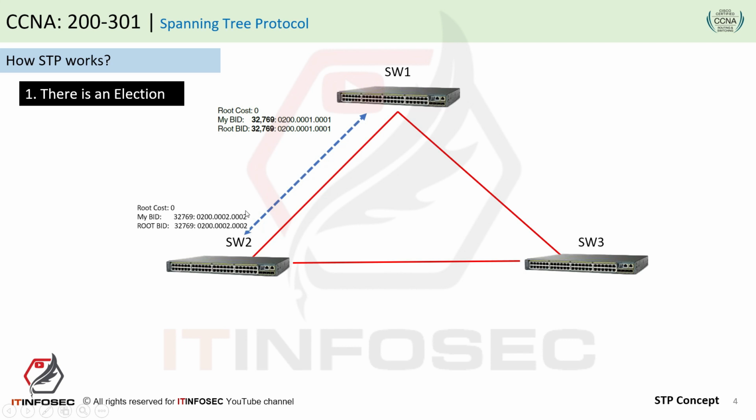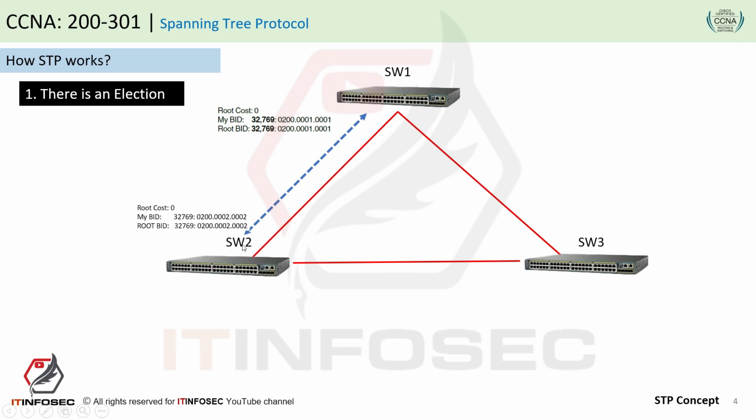After negotiating between SW1 and SW2, SW2 knows, oh, SW1 is better. Why? The MAC address of SW1 is lower than my MAC address. Our priority, the first item for selecting which of these two switches is better, is the priority number. But when the priority numbers are the same, as the default is, the next item for comparing between two switches is the MAC address.